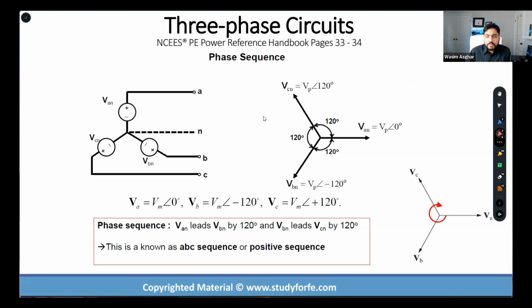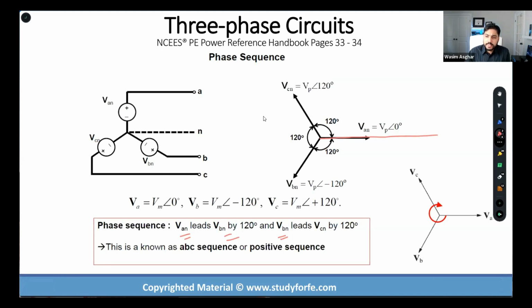So when we say that the sequence is ABC sequence, what we basically mean is that our phase A voltage is going to lead phase B voltage by 120 degrees, and phase B is going to lead phase C by 120 degrees, okay? So how does this work? Our reference is the positive x-axis. This is my reference, okay? This is an underlying assumption, which is not always obvious.